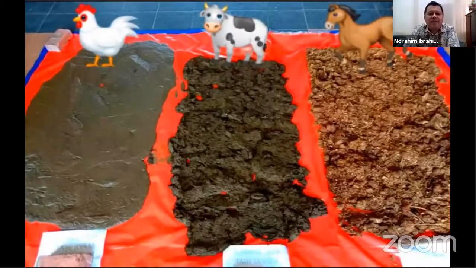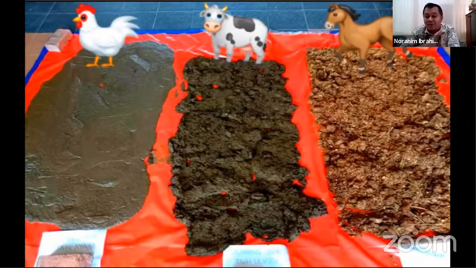This is an example of a few types of animal manure. Animal manure, you can use chicken, you can use cow. We have horses here, so you can use horse dung. The cute name is manure, but the not-so-cute name is dung. So it's okay, whatever it is, it's still the same thing.